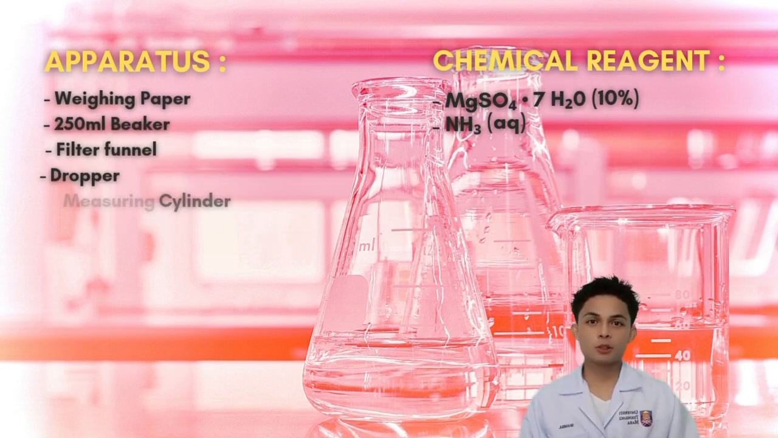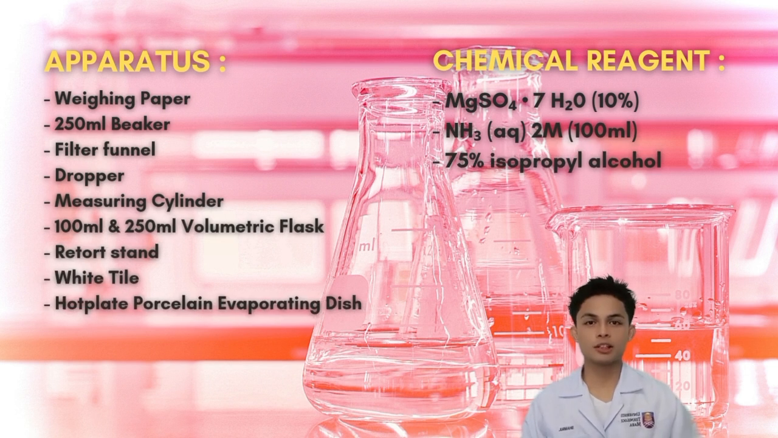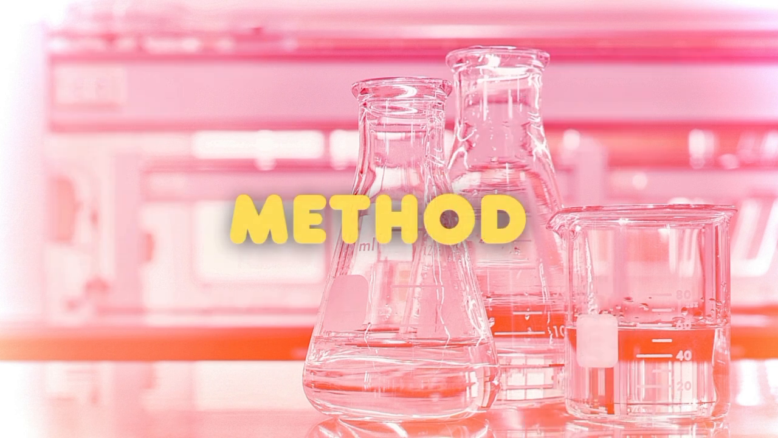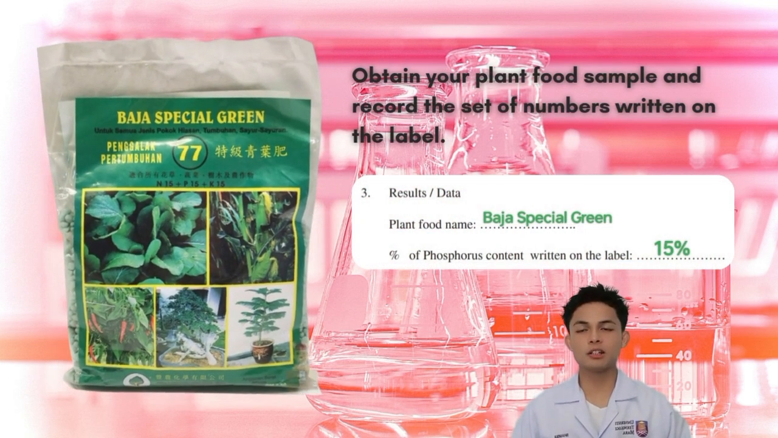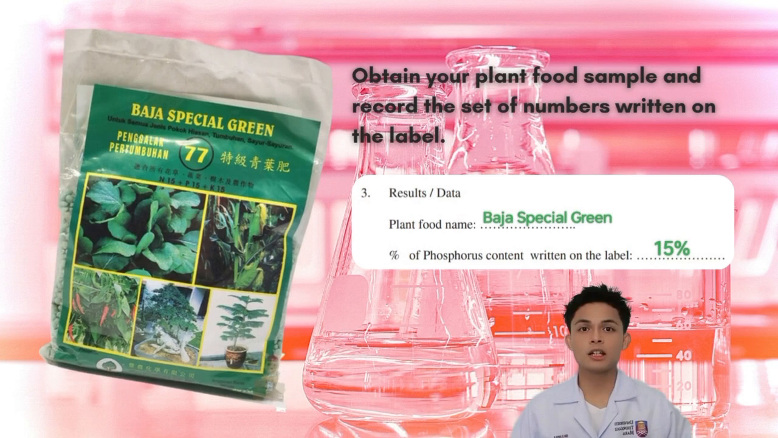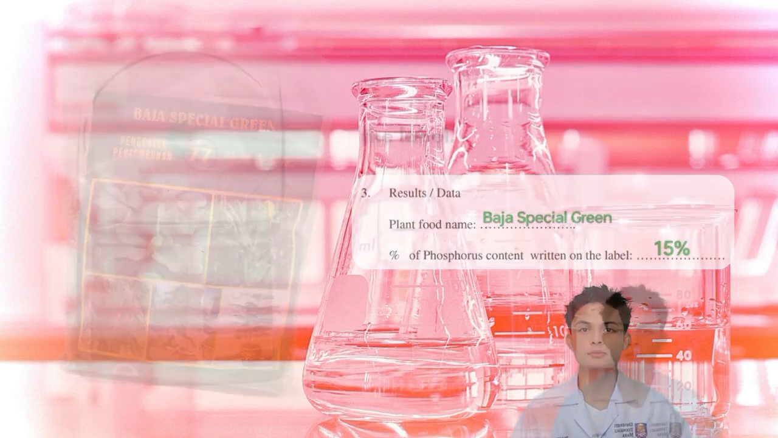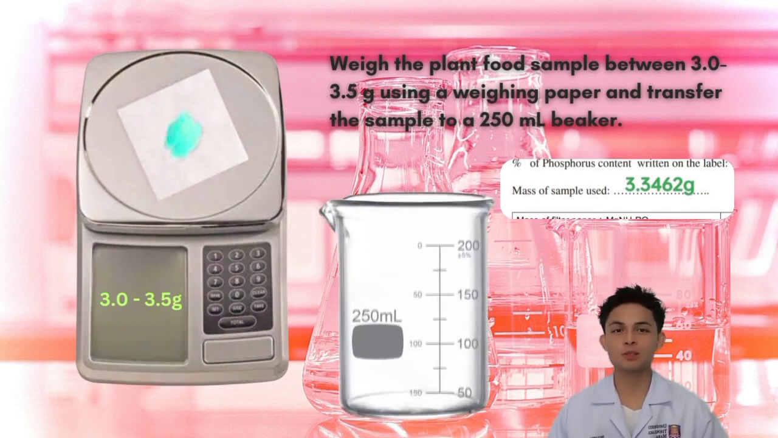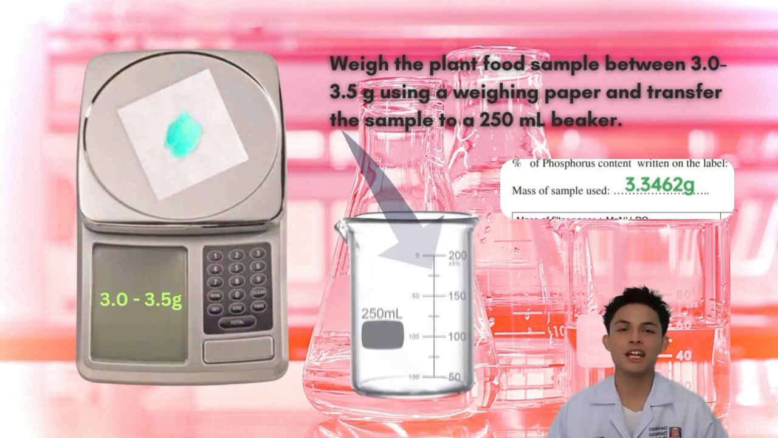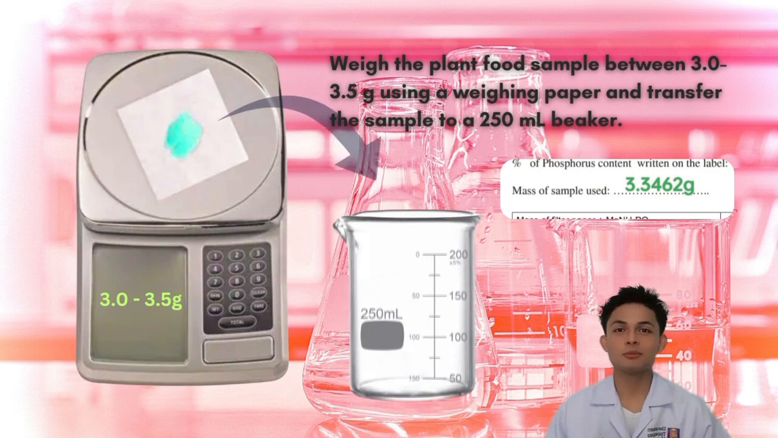Before we start our experiment, we need to prepare all of these chemical reagents and apparatus. First of all, we need to obtain our plant food sample and record the set number on the label and also the brand of the plant food. Then, weigh the plant food sample between 3 to 3.5 grams using weighing paper and transfer the sample to a 250 ml beaker. And don't forget to record the mass of the sample taken.